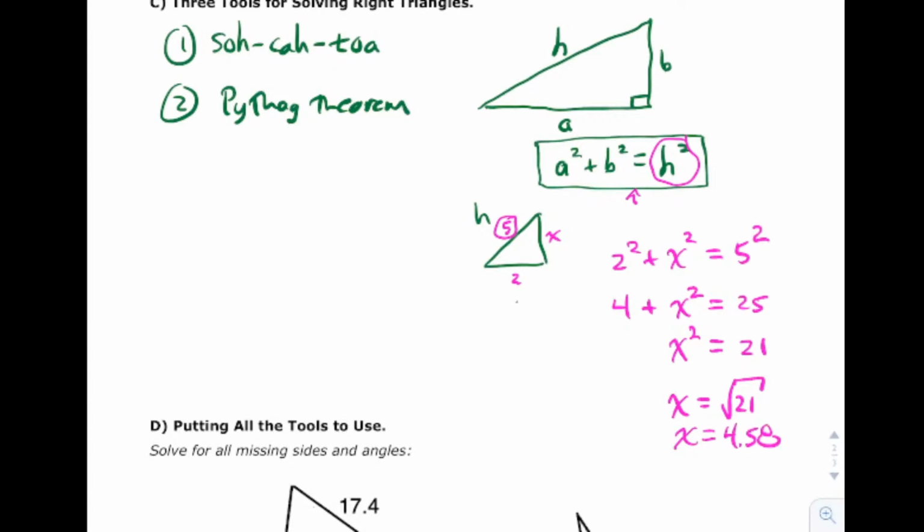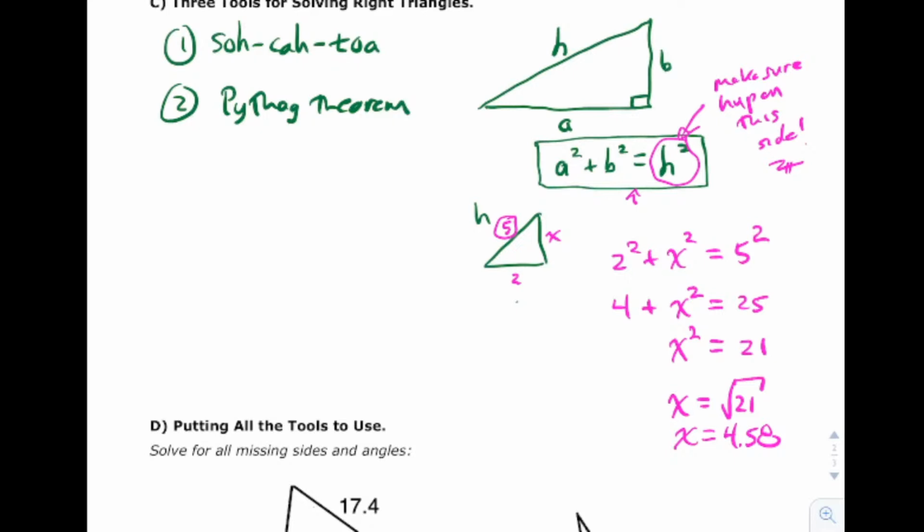Okay, so I'm just showing you to be very careful with this Pythag theorem. Make sure the hypotenuse goes on this side. Hypotenuse goes on that side, okay? Whenever you use the Pythagorean theorem.